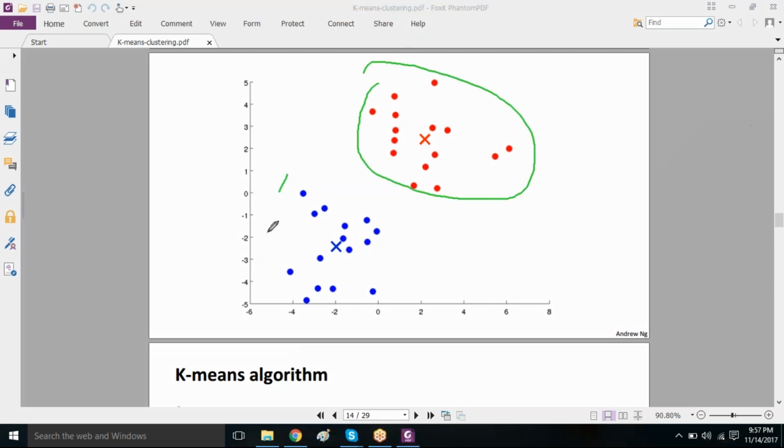One group is this and one group is this. So you see, k-means has done that for me, starting from two random centers. And see, there are two steps here. First, cluster assignment.